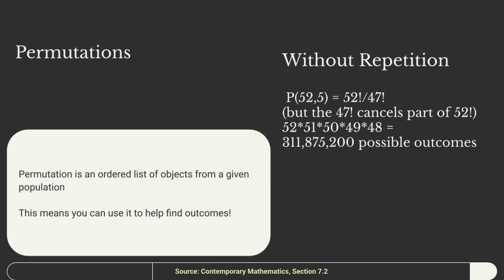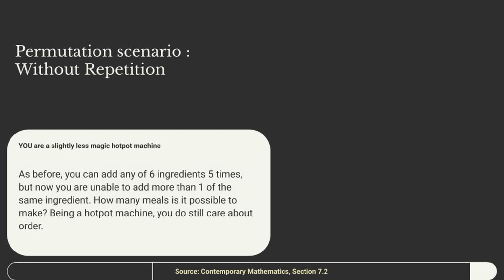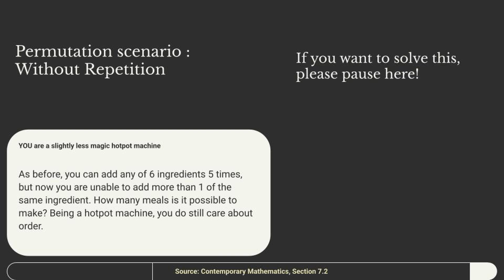Okay, problem time. This time, you are a slightly less magic hot pot machine. As before, you can add any of 6 ingredients 5 times, but now you are unable to add more than one of the same ingredient. How many meals is it possible to make now? Being a hot pot machine, you still care about order. If you'd like, take some time to think it through.